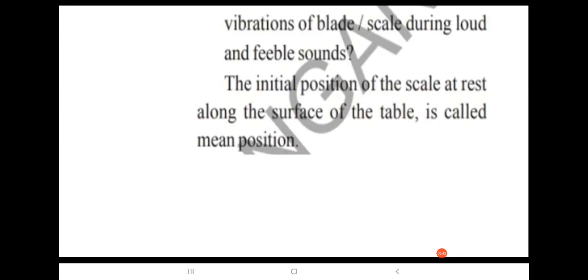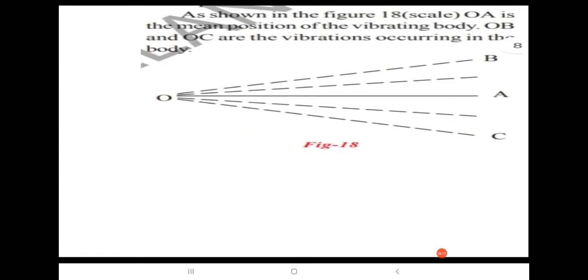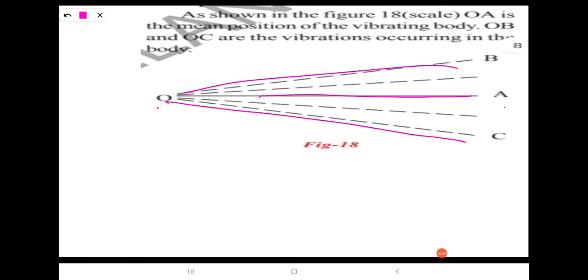Now, here the initial position of the scale at rest along the surface of the table is called mean position. Here OA is the mean position, and OB and OC are the vibrations occurring in the body. Here OA we are considering as the mean position of this vibrating body, and OB and OC are the vibrations occurring in the body.